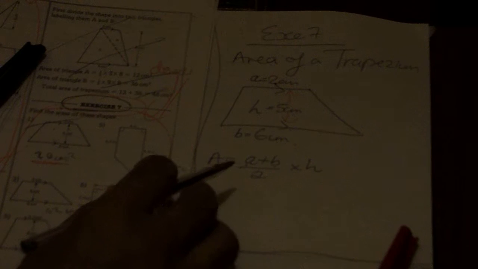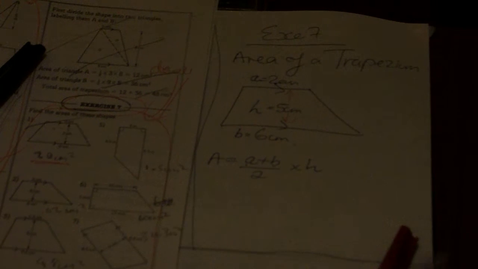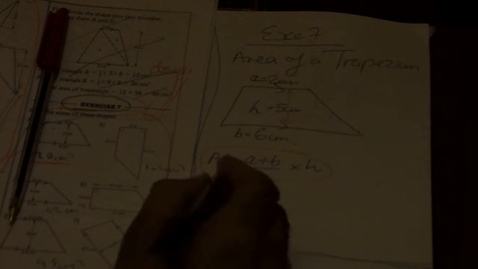And the height here is the 5 centimeters. That is the height. So now we have all our values, we can put them into the formula. So I'm just going to emphasize it by putting a red around it. So the area is equal to the A value is 2, plus the B value, which is 6, divide that by 2, and then times it by the height.